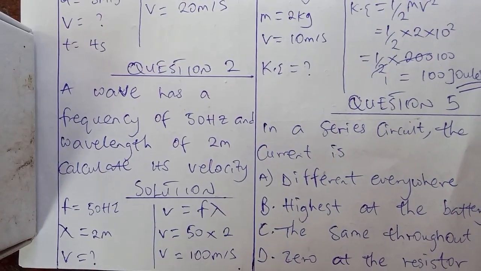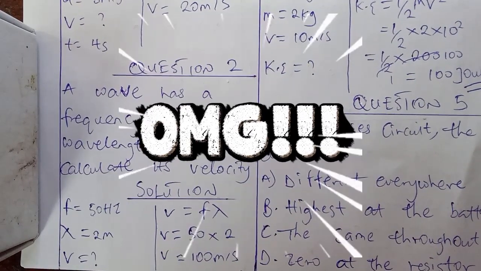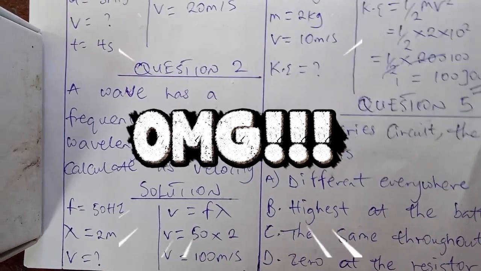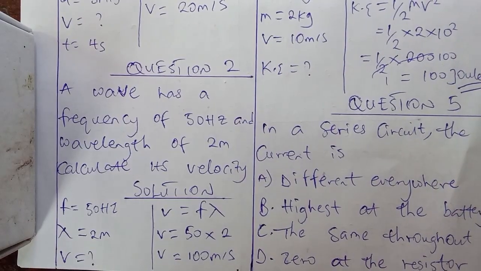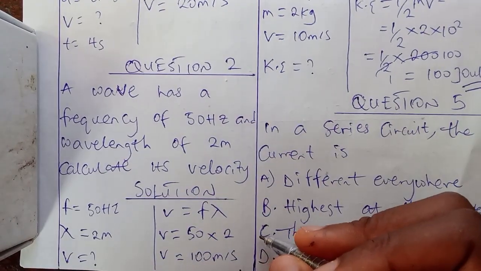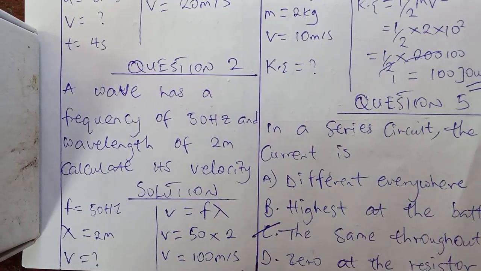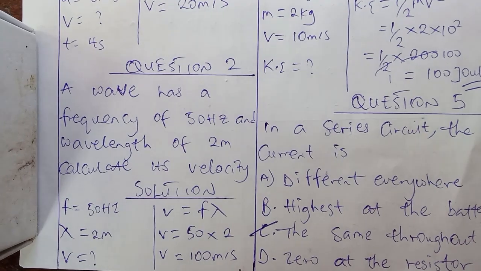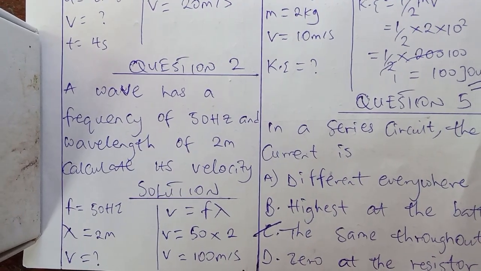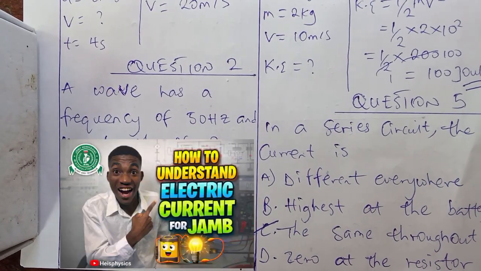So from here we said the current is the same everywhere. So option C is the right answer, because the current is the same throughout. That is the answer, because in a series circuit the current is the same throughout, while in a parallel circuit the voltage is the same throughout.